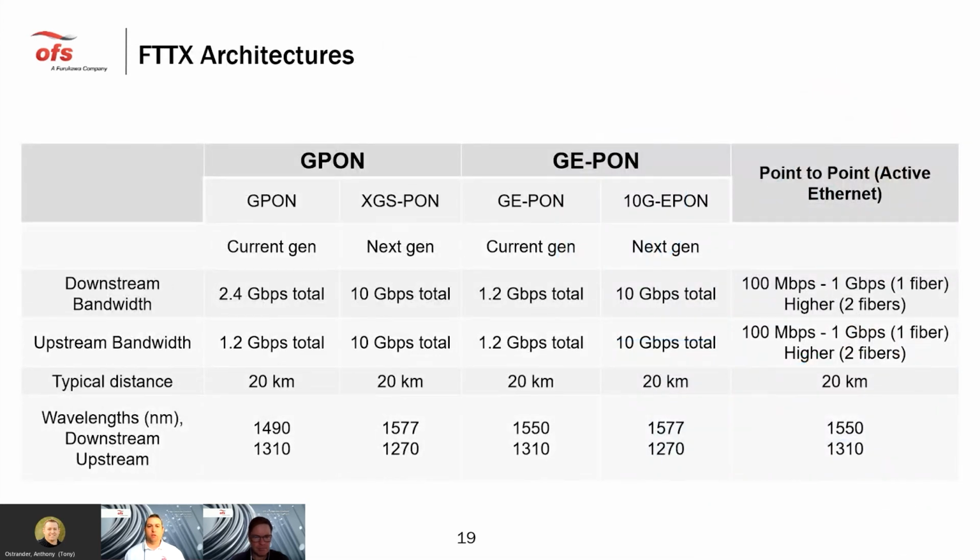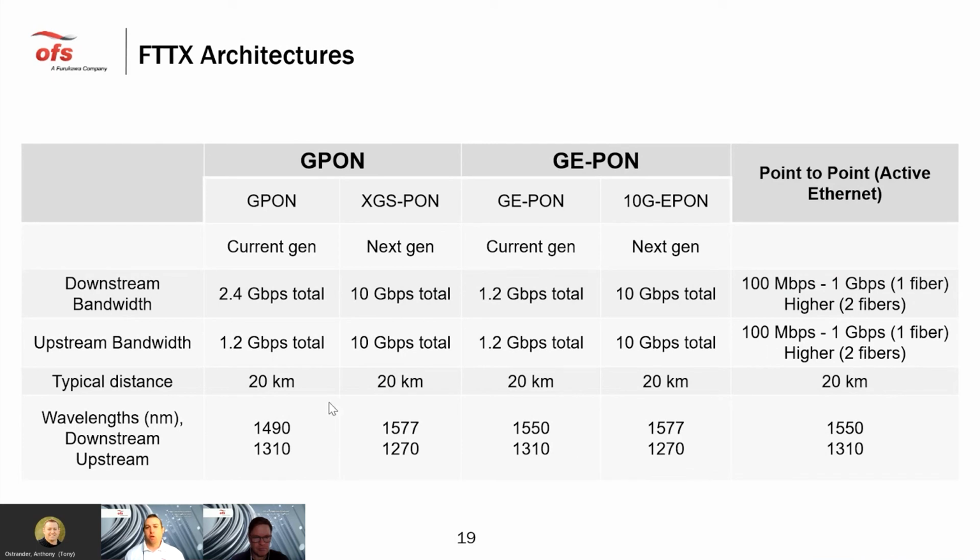All right, so, getting into the weeds a little bit with these architectures. With the current generation GPON, from a bandwidth perspective, downstream is 2.4 gigabits. That typically gets split 32 ways, and on the upstream you've got 1.2 gigabits.